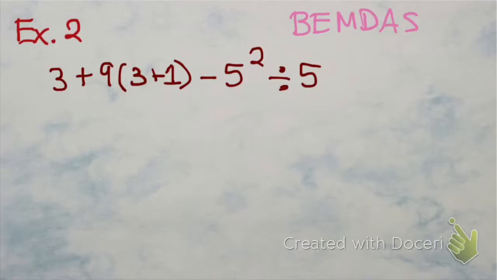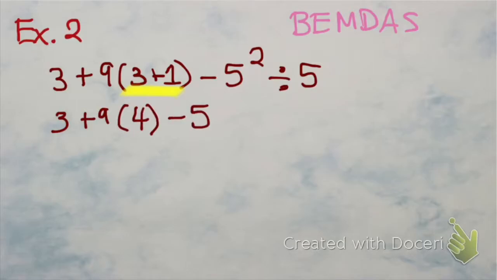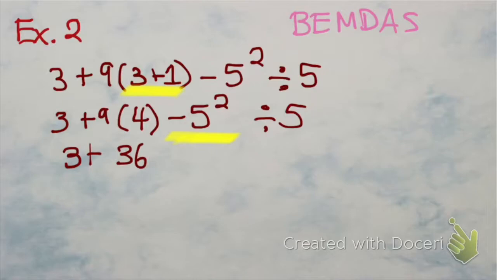Okay. So again, we're reading it this way. And the first thing that comes to my mind is the brackets, right? So then we're going to be left with 3 plus 9 times 4 minus 5 squared divided by 5. And the next thing that comes into my mind is this. Now notice how I'm rewriting everything out. It helps me. It should definitely help you as we're doing things.